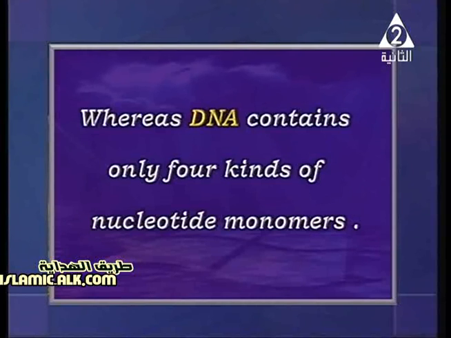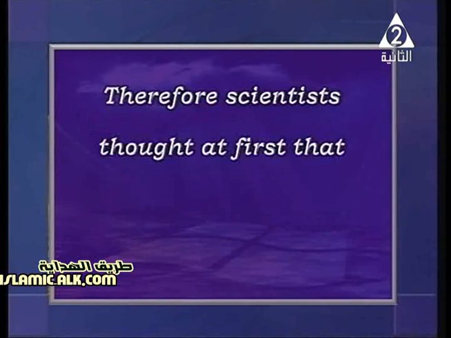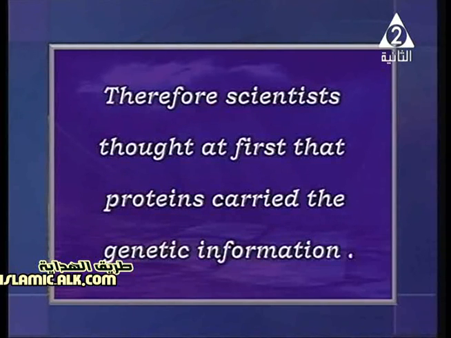Within our speech, we said DNA includes 4 different types of monomers, each one of them called a nucleotide, as we're going to learn their names. While the proteins include 20 different kinds of amino acids. Therefore, the scientists at first thought that proteins carried the genetic information depending on the quantity, not the quality of the genetic information.